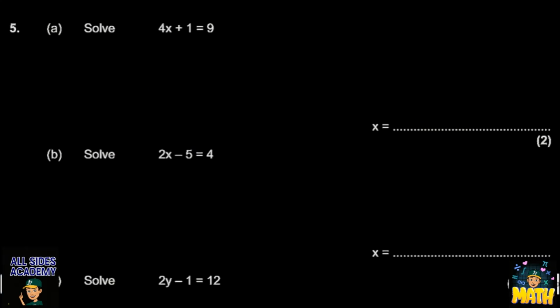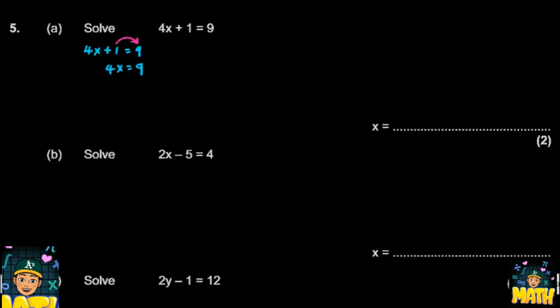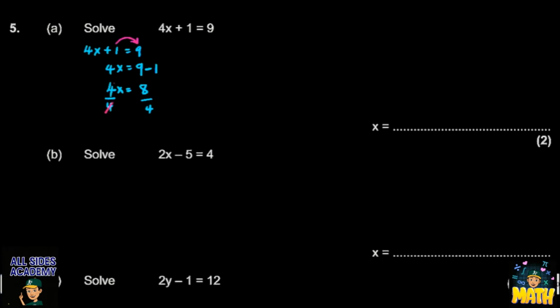Solve 4x plus 1 equals 9. So 4x plus 1 equals 9. I take the 1 to the other side, and it becomes 4x equals 9 minus 1. So 4x equals 8. Divide by 4 on both sides. The two 4s cancel out, and then 4 divides 8 2 times. x then equals 2.